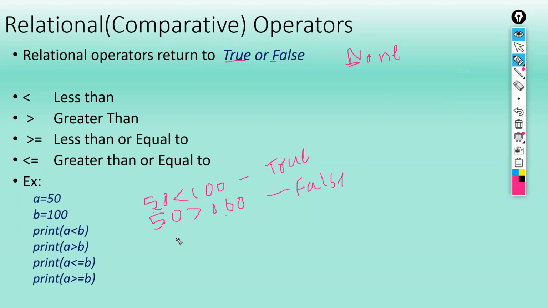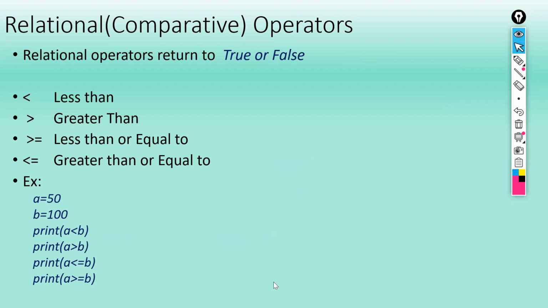Now, A greater than or equal to B, or A less than or equal to B. 50 less than or equal to 100. Is it true? 50 less than or equal to 100. Any one condition must be satisfied. We'll see in the program. Greater than or equal to. Right? All this will be discussed in the code. Let's see that.